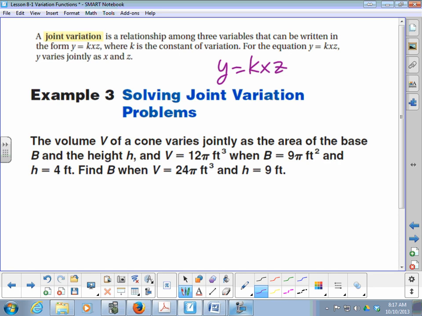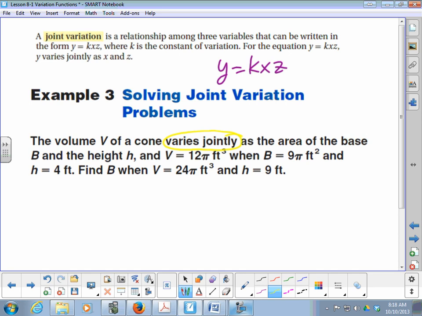In this case, it'll say that y varies jointly with x and z. So the key I'm looking for when I have a question is when it says varies jointly. Whenever it says varies jointly, it's going to be a relationship between y, your constant of variation, because k is still involved with this, and then two other variables.